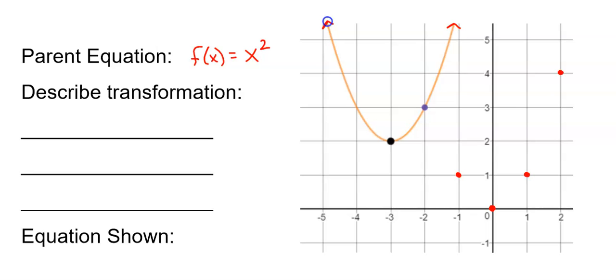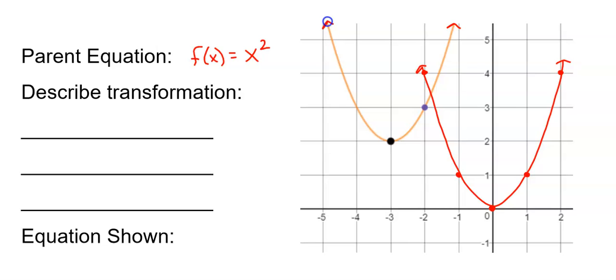So I'm going to do that in red. So that's an idea of what the original parabola would have looked like. At that point, we can describe some transformations. So first of all, the shape of it looks exactly the same. So I don't think there's any horizontal or vertical stretch. There also doesn't appear to be any reflection. Although I guess it could be a reflection across the y-axis, but I'm going to assume that it's not.